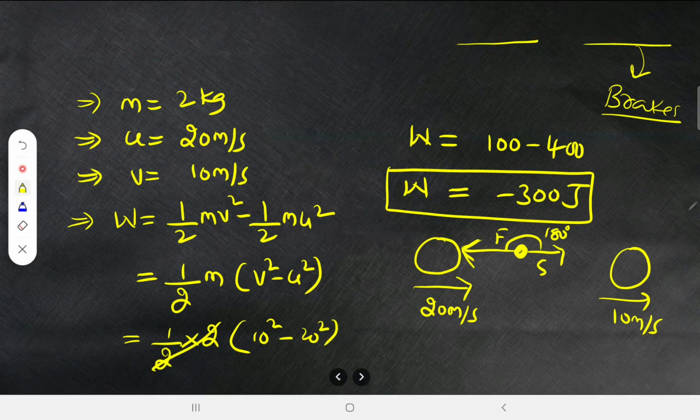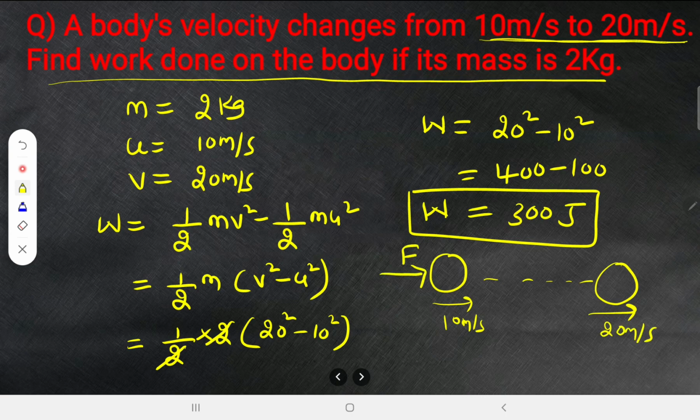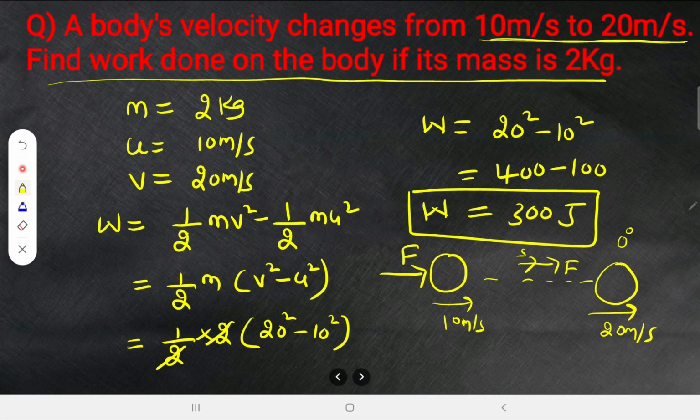Now consider that last situation. When you consider this last situation, the velocity has changed from 10 to 20. That means here was the body, it was moving with 10 meter per second, and after some time the velocity has become 20 meter per second. What does it mean? Here the force would have been applied like this. Now force is also in this direction and displacement is also in this direction. Both are in the same direction, so what is the angle between them? The angle between them is 0, and definitely work is going to be positive. I hope the inputs are clear now according to the situation also.